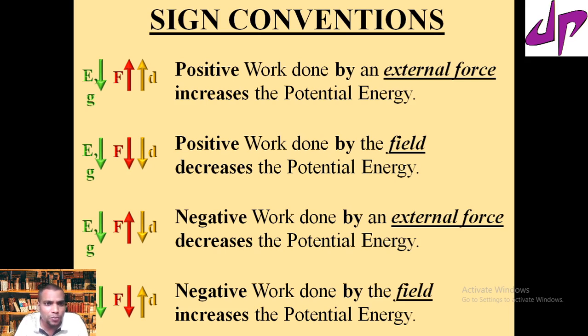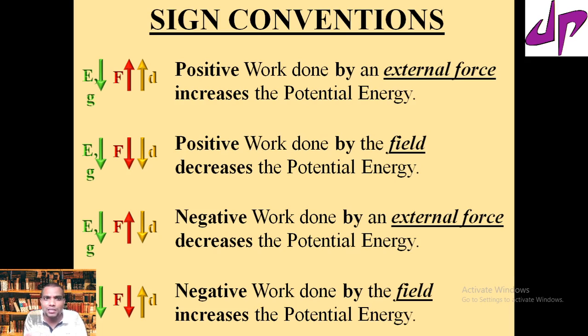Now you can see the second point. Here there is no external force. Gravity itself is doing the work. If an object is kept here and I release it, the object falls. It means gravity is doing the work. The force direction and the gravity direction are the same. Now the object is falling, which means the object is losing its energy. So the potential energy of the object decreases.